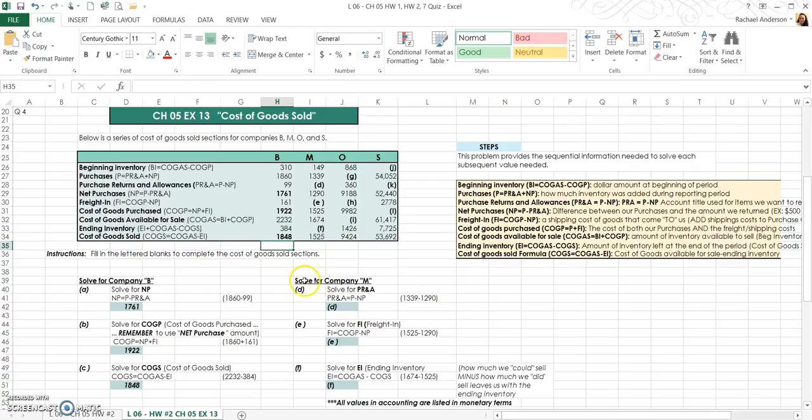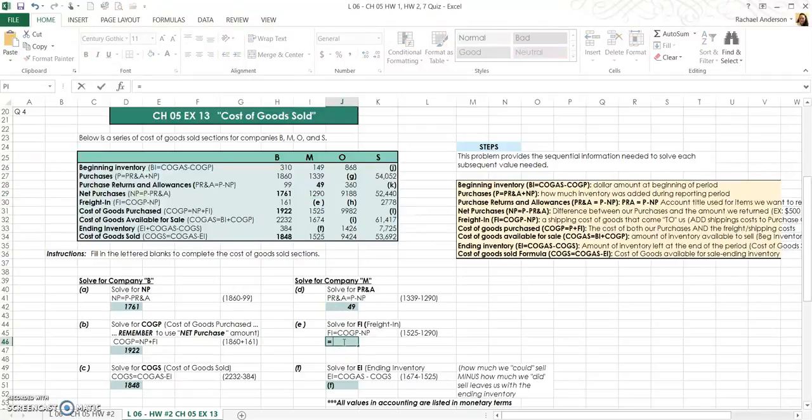Next, we're going to move on to company M, right here. We will be finding the purchase returns and allowances for company M. We do this by taking our purchases of $1,339 and subtracting our net purchases of $1,290. That gives us $49 for our purchase returns and allowances.